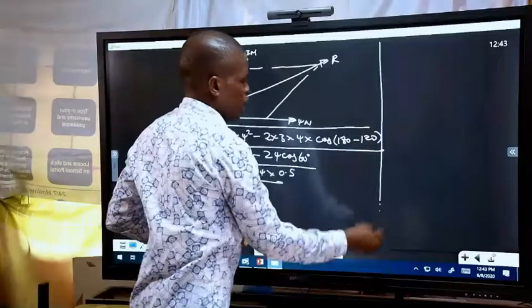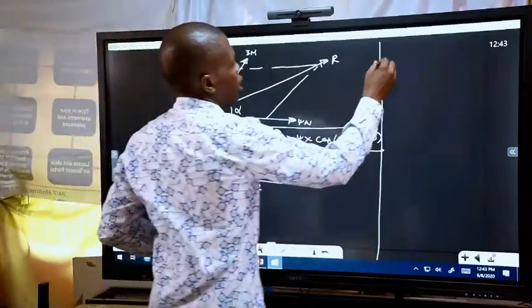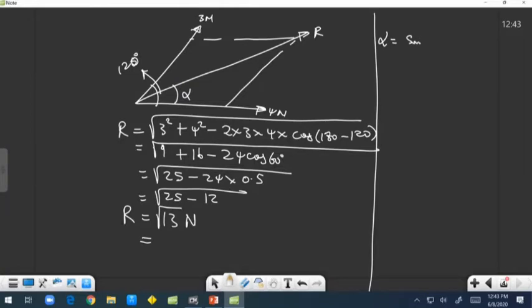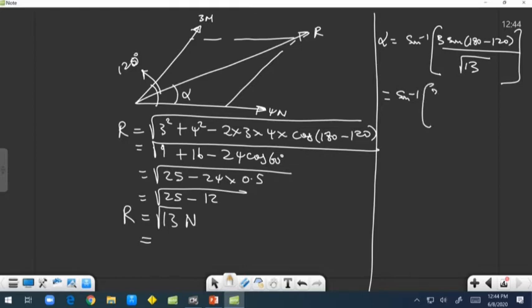With that, we can also solve for the angle alpha using the formula: sine inverse of P sine(180 minus 120) divided by R. The P force here is this force, which is 3. The R force here is root 13, so we have the square root of 13. When we simplify, we have sine inverse of 3 times sine 60 degrees divided by root 13.